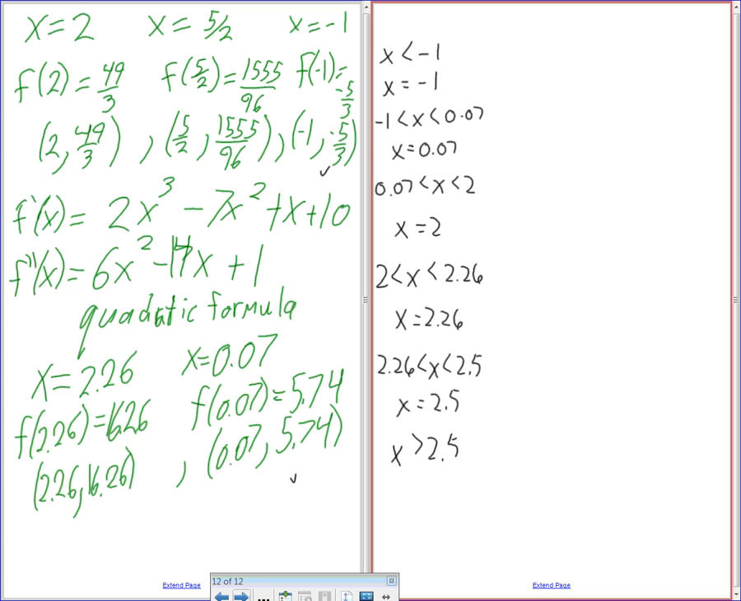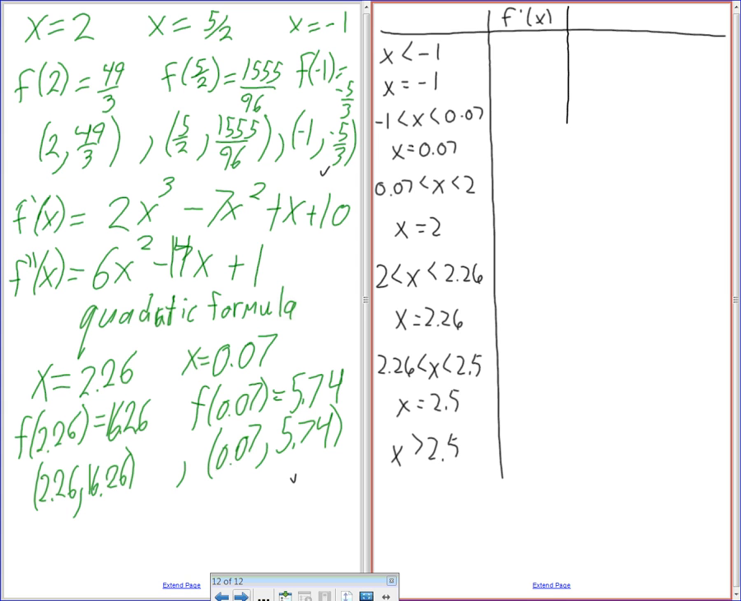Now, just so you guys know here, this takes a long time to set up. What I will do for you on your test, I will give you the chart already made up for you, okay? You just got to fill in the numbers. It'll say F prime of X, F double prime of X, shape, and nicely all drawn up and categorized. You just got to fill it in, because this organizationally is difficult to get set up.